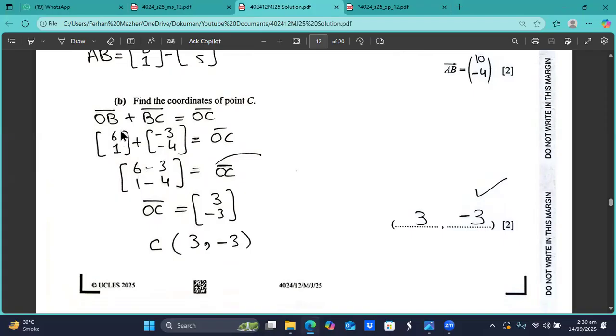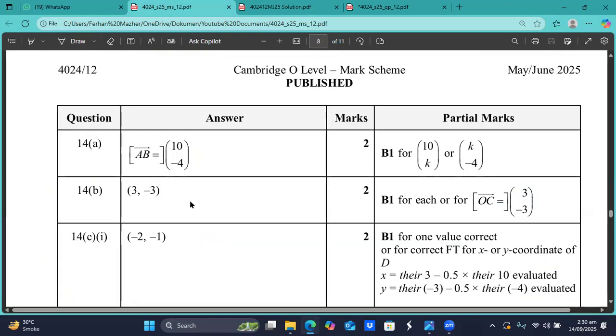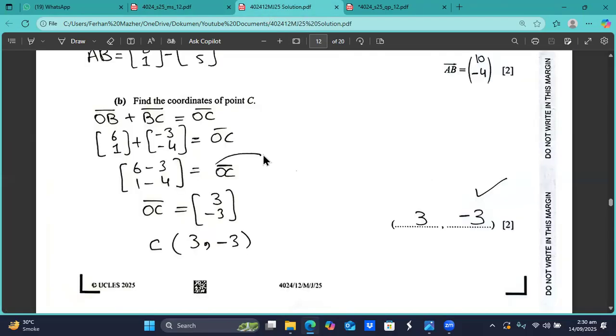So for the OC, in the X, add the X, in the Y, add the Y. 6 minus 3, 1 minus 4. OC will be 3 and -3. So this is the position vector of the C. The coordinates of the C will be 3, -3. 3, -3. I hope you know.